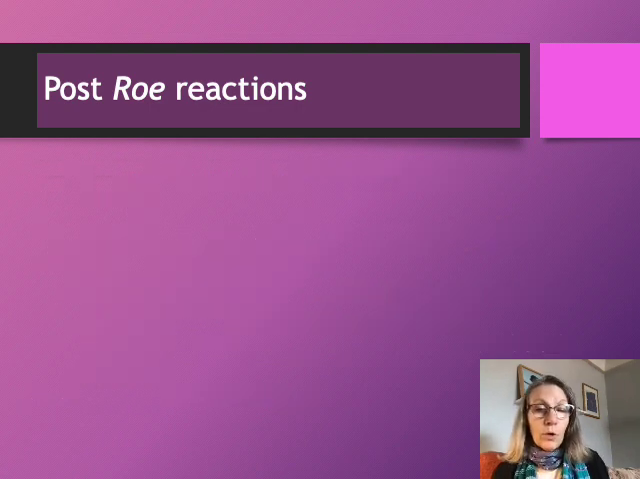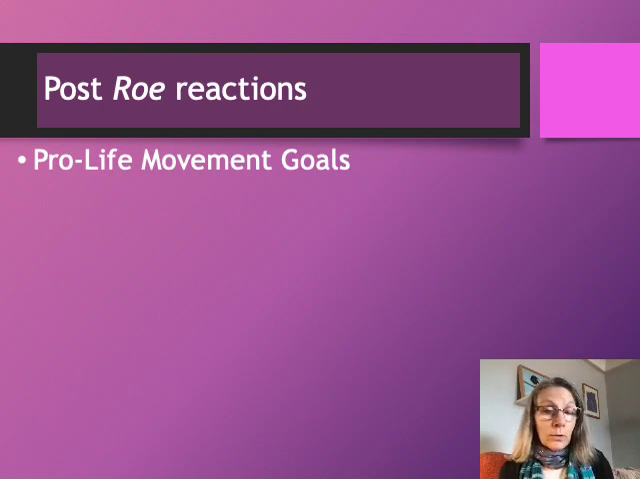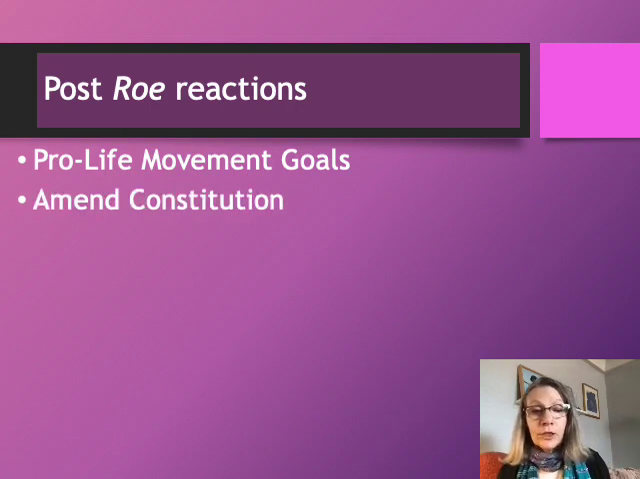So following Roe v. Wade, we see this identification of pro-life and the development of the pro-life movement in the United States, really as a reaction to Roe. And so the pro-life movement has specific goals responding to Roe, which establishes this constitutional right to have an abortion. One goal that the pro-life movement has is to amend the Constitution.